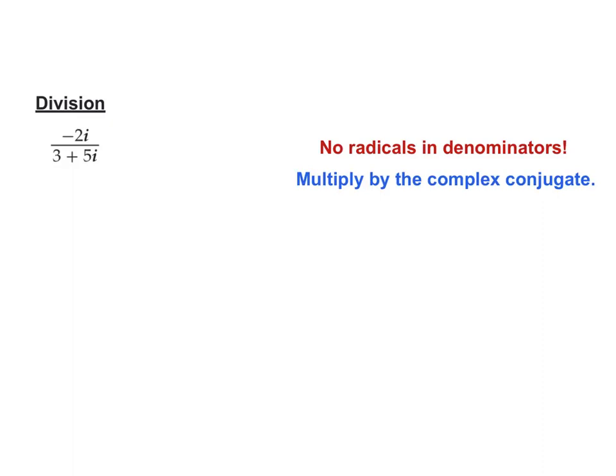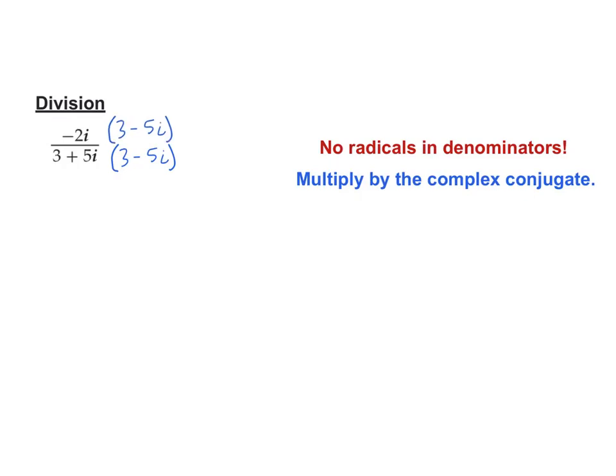And if you remember what a conjugate is, it's the exact same binomial, except the middle sign is changed. Okay? So my conjugate for 3 plus 5i is just going to be 3 minus 5i. That's the conjugate. You just change the middle sign. You remember that? How many remember doing that before? Changing that middle sign, okay? Now, if I multiply the bottom by 3 minus 5i, what else do I have to do?